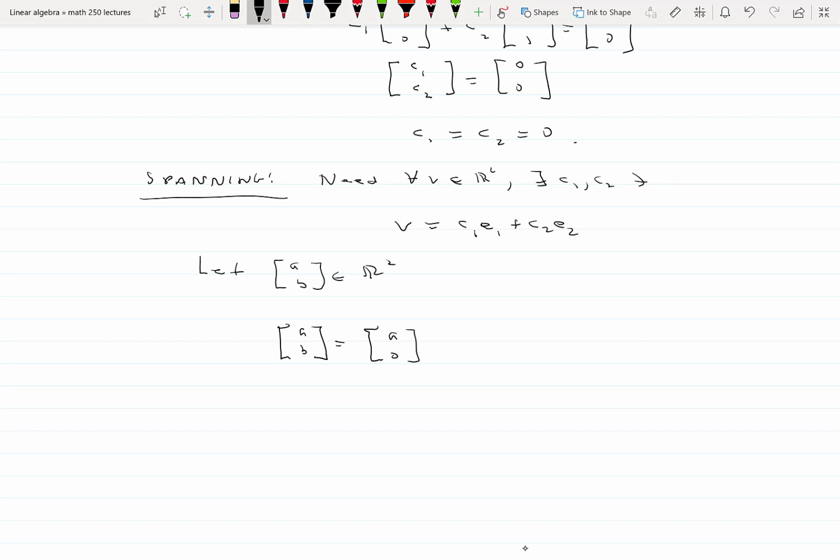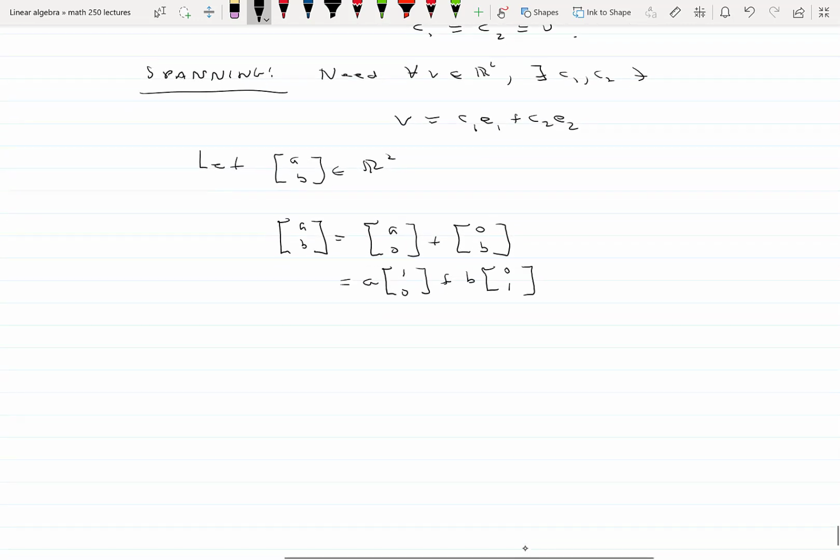We have two operations: addition and scalar multiplication. By the definition of addition, and by the definition of scalar multiplication, that's it. I've shown that any arbitrary element of R2 can be written as a linear combination of E1 and E2.